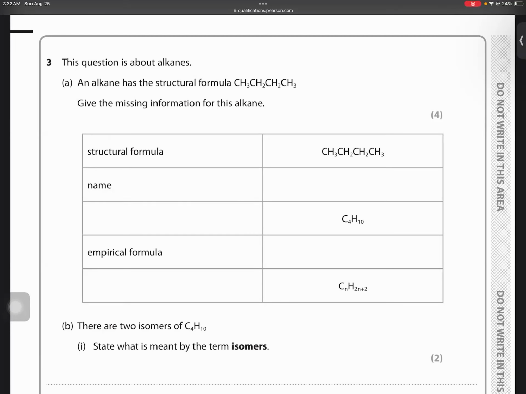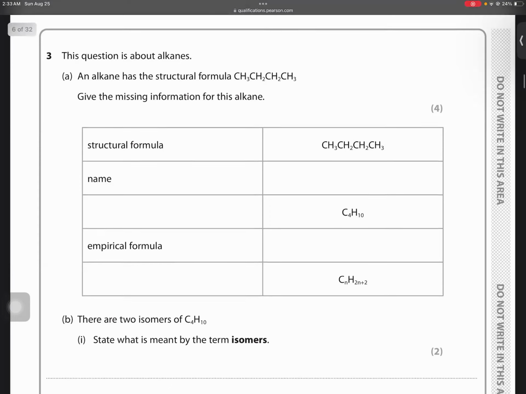This is another paper, regarding alkane and alkene. So this question is about alkane, and the alkane has the structural formula. This is butane. Give the missing information for this alkane. So the name would be butane.